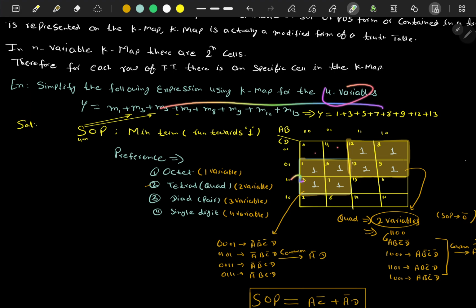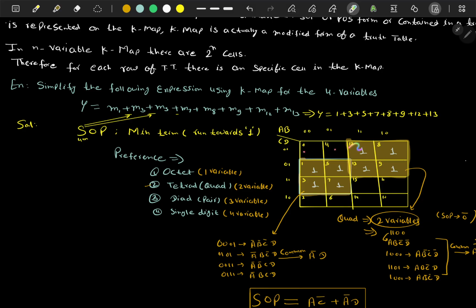So these are the 4 variables. First draw the K-map of 4 variables: AB and CD as 00, 01, 11, 10. Just remember this first column: 0, 4, 12, 8. You can write the remaining with the help of this.